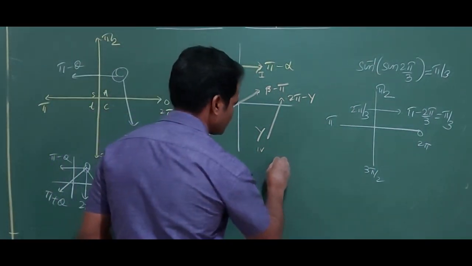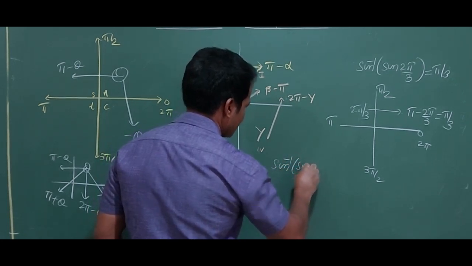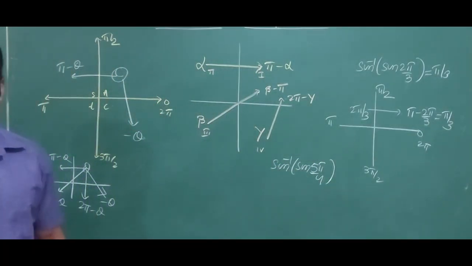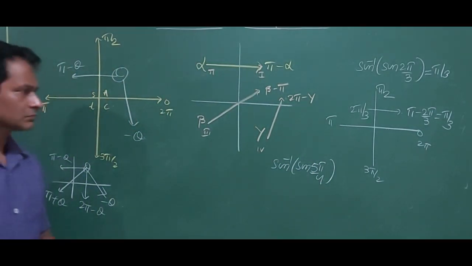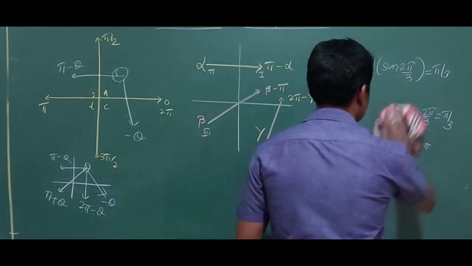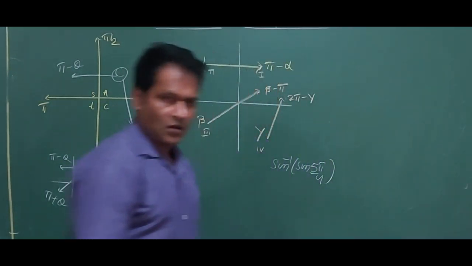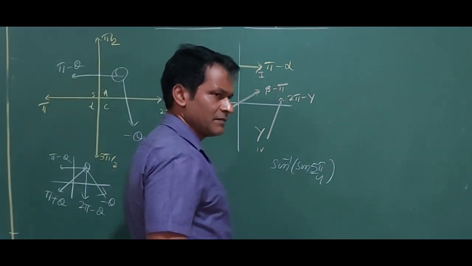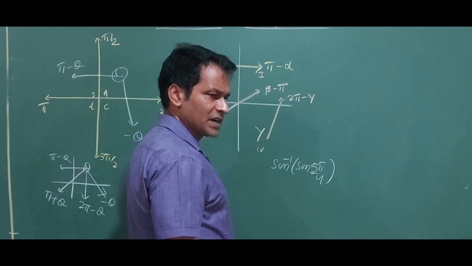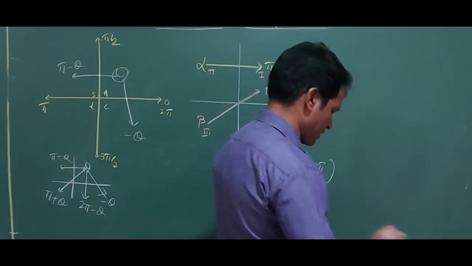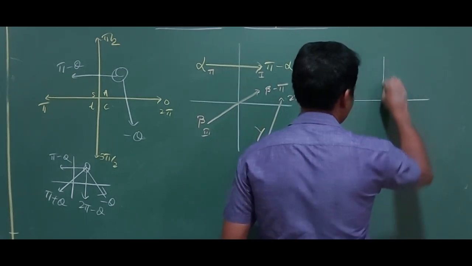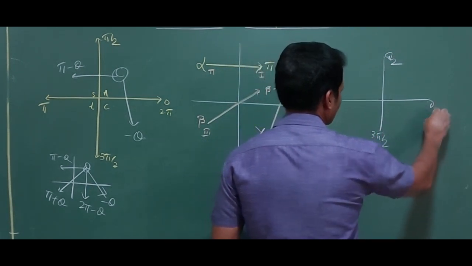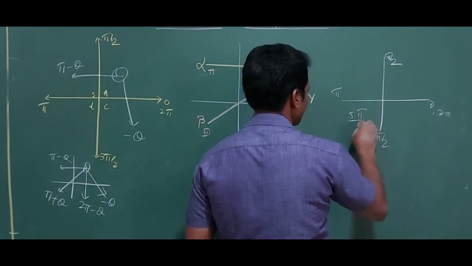Suppose another example. Sine inverse sine 5 pi by 4. Just get an idea which quadrant it lies in. Pi by 4 means 45 degrees. Pi into 225 degree, or pi plus pi by 4. 0, pi by 2, pi, 3 pi by 2, 2 pi. That means 5 pi by 4 is here.